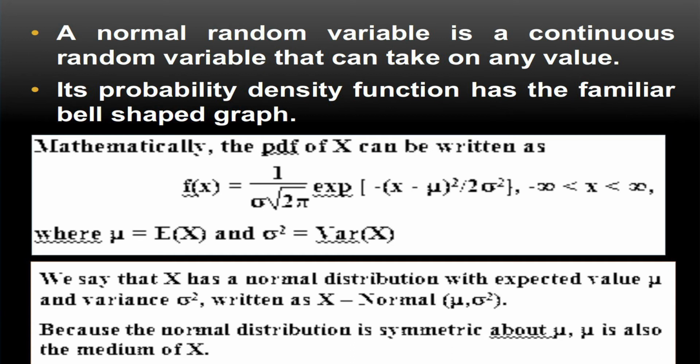We say that x has a normal distribution with expected value mu and variance sigma square, and this is written as x follows normal with mu comma sigma square. Because the normal distribution is symmetric about mu, mu is also the median and mode of x. Let us see some properties of normal distribution.